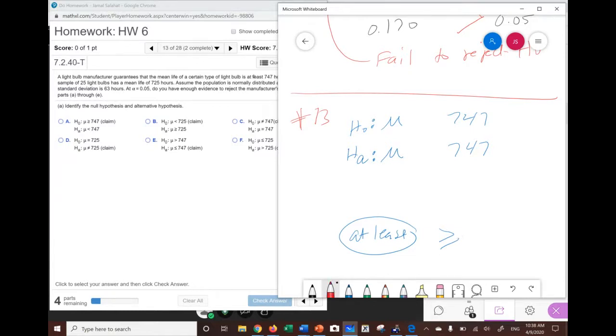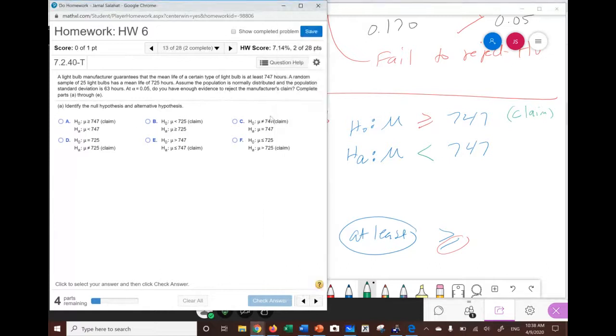Because of the equal, that's going to go here. And what is the opposite of greater than or equal? Automatically, it is less than, because they complement each other. And so it is at least. So this is the claim. It happened to be that H naught is the claim. Now, a random sample, so this is what they did. They took a random sample and they found those results.